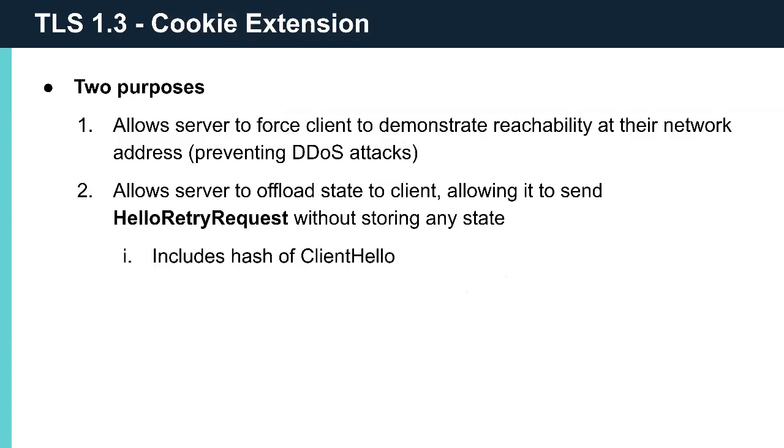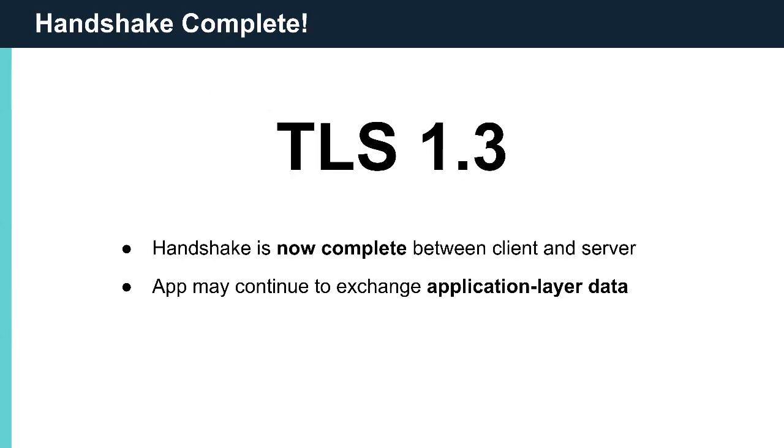There's a cookie extension, which has two purposes. The first is that it allows the server to force the client to essentially demonstrate it's reachable at the network address. The second is allowing the server to offload state to the client, so it can send the hello retry request without storing any state yet, where the client then has to respond back with another client hello. And so at that point, the TLS 1.3 handshake is complete, and the application can go on to exchange application data from there.